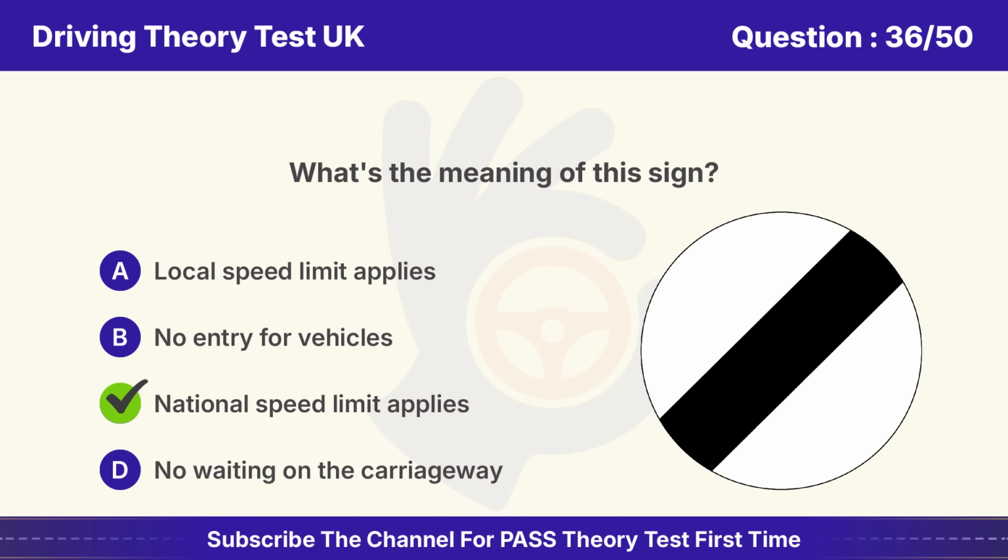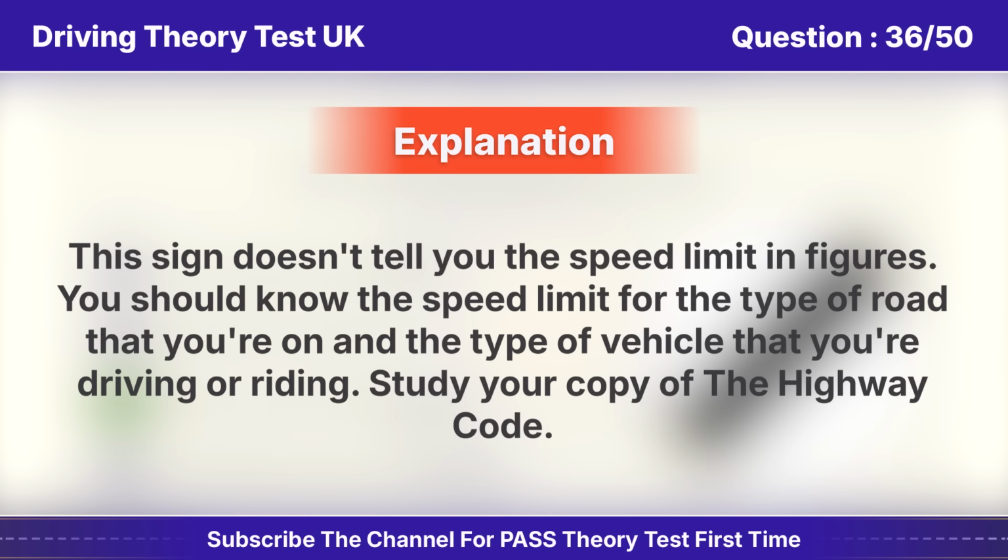Answer is C. National speed limit applies. This sign doesn't tell you the speed limit in figures. You should know the speed limit for the type of road that you're on and the type of vehicle that you're driving or riding. Study your copy of the Highway Code.